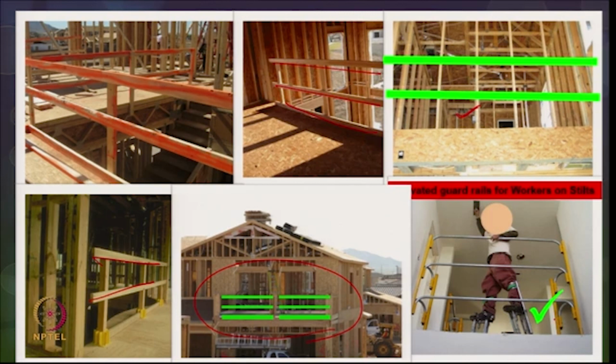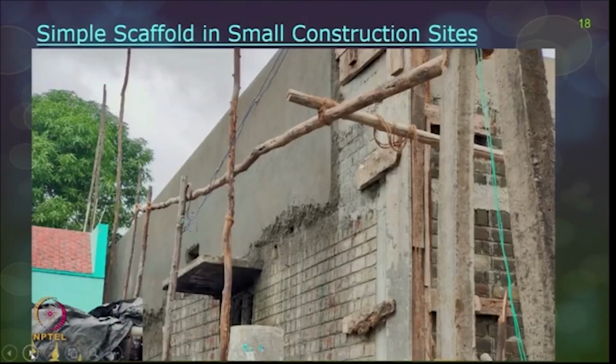And suppose the worker has to use stilts or elevated heights to reach the roof surface, then accordingly the guardrail heights have to be elevated and adjusted as shown in this picture.